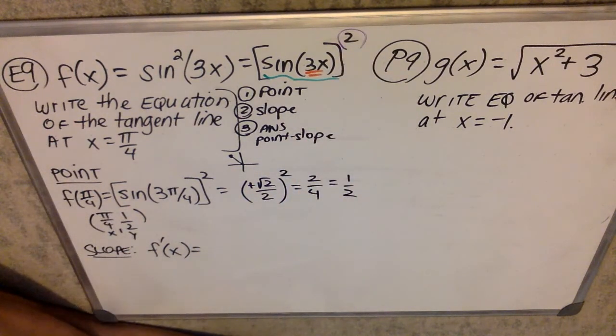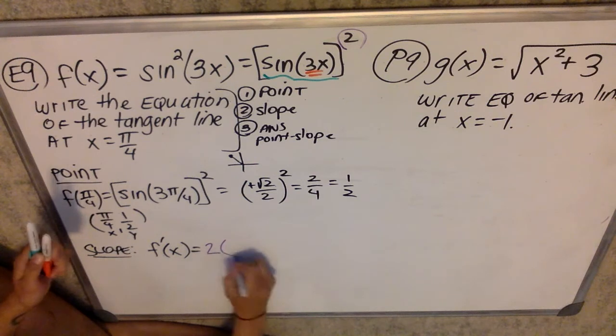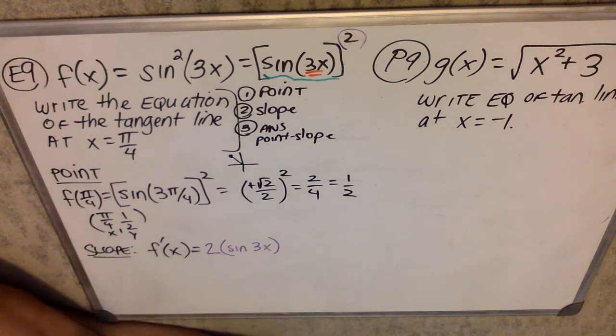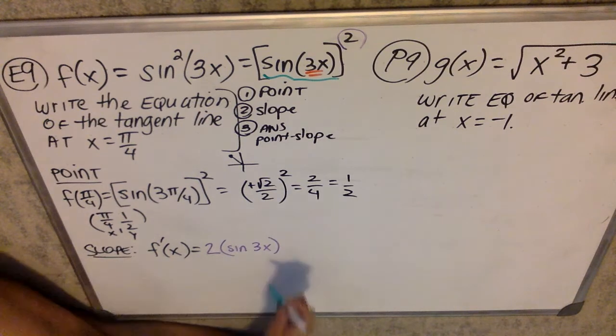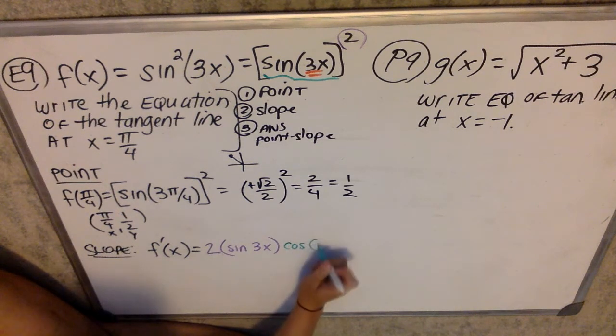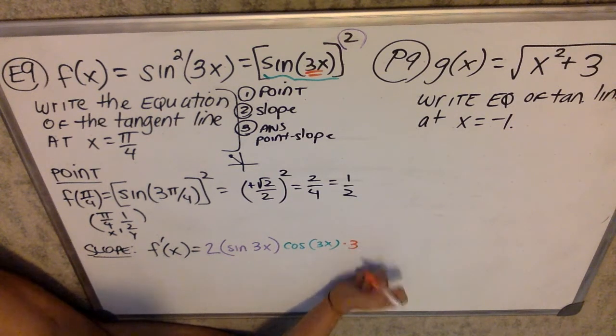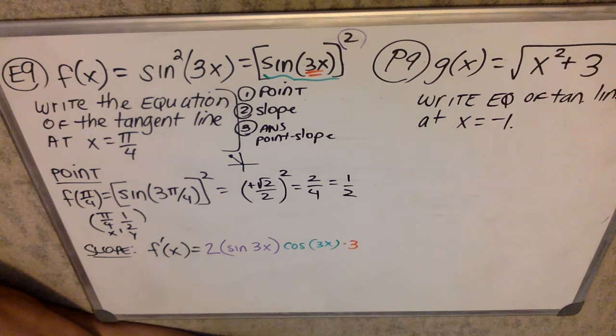So, the derivative of my outside function is going to be 2 times stuff to the first power. Well, that stuff is sine of 3x. The derivative of the middle function is going to be the derivative of sine, which is cosine of the stuff inside the sine. And then the derivative of the inside is going to be a 3. I'm going to suggest that it's really not worth cleaning this thing up.